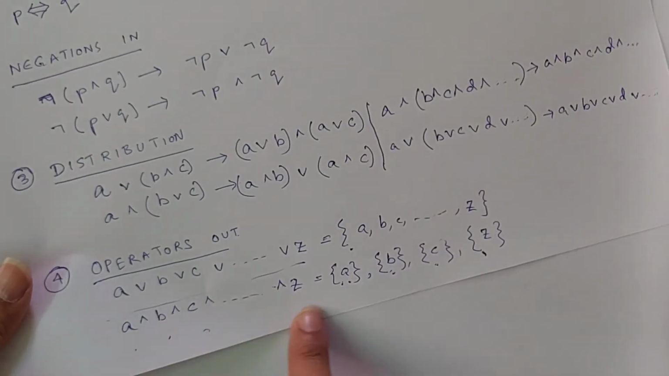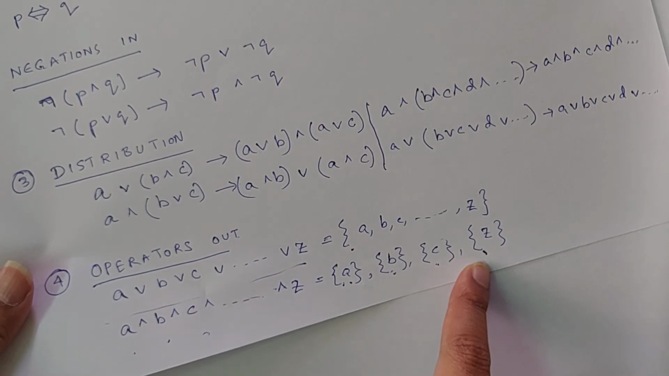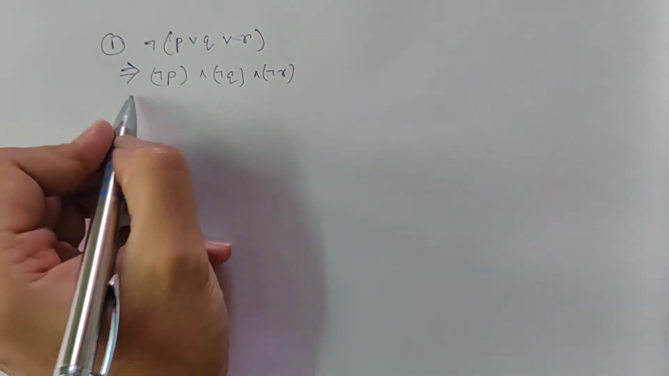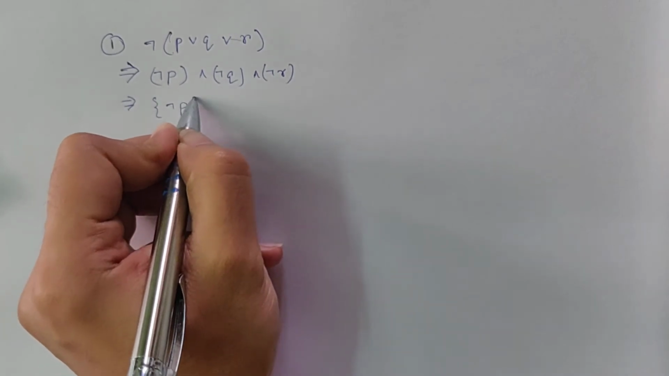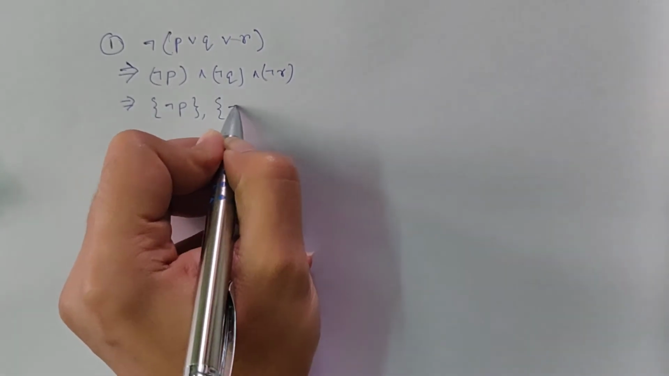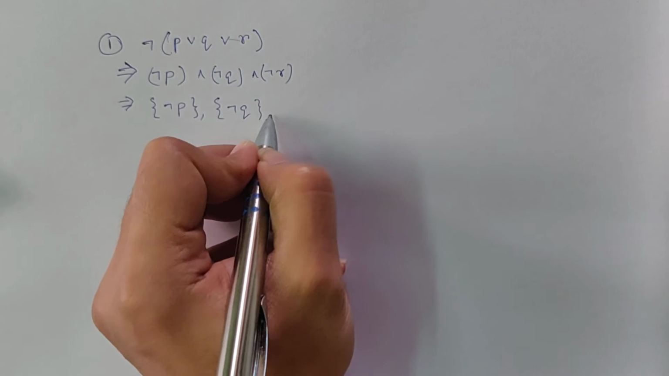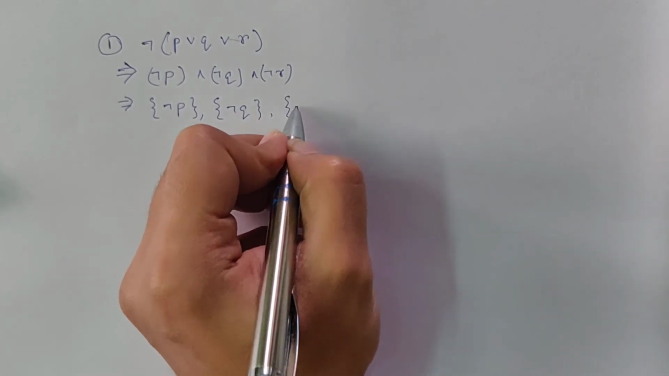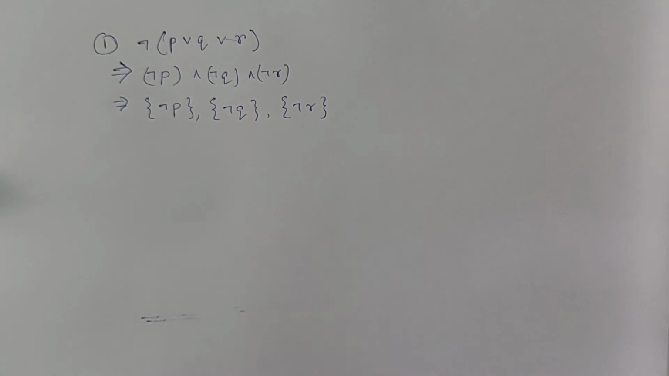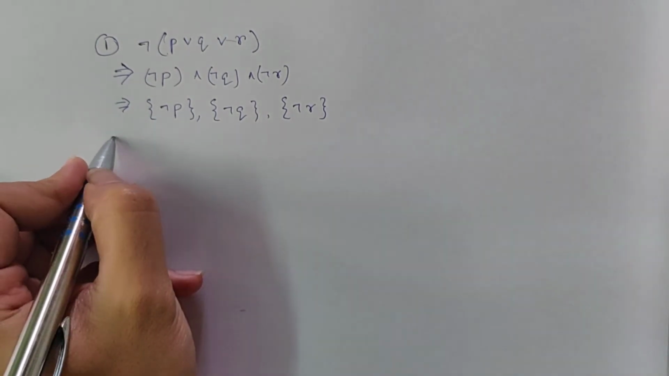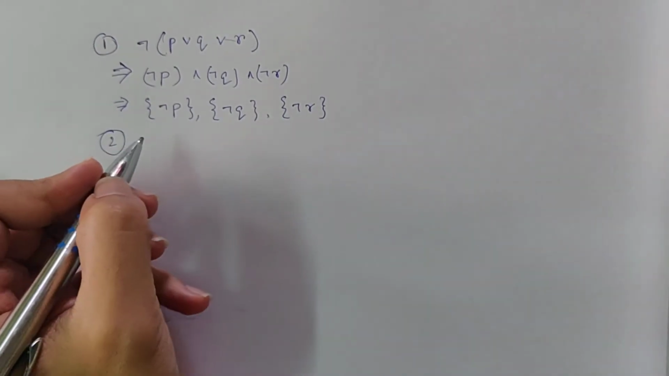So this one, I can just write not P, not Q, not R. So we have converted our first propositional logic sentence into clauses. Let's take up the second one.